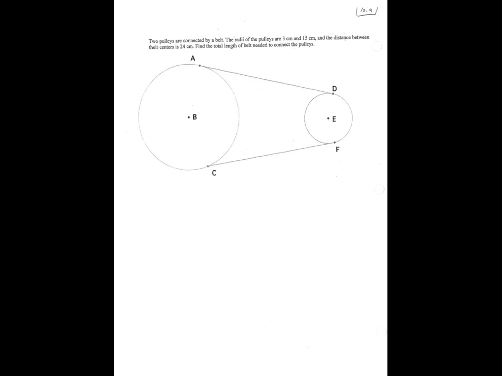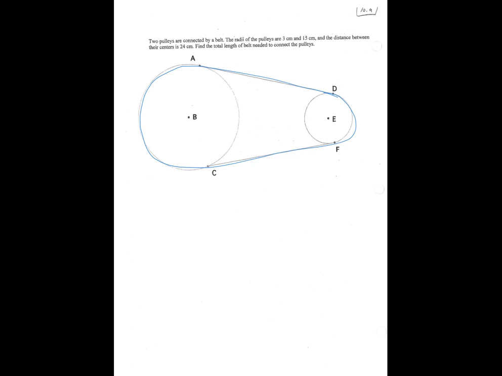This is a challenging problem, but I'm going to walk you through it. We have 2 pulleys that are connected by a belt. The radii of the pulleys are 3 centimeters and 15 centimeters, and the distance between their centers is 24 centimeters. Find the total length of the belt needed to connect the pulleys. When they talk about a belt, they're talking about the belt going around the 2 pulleys.